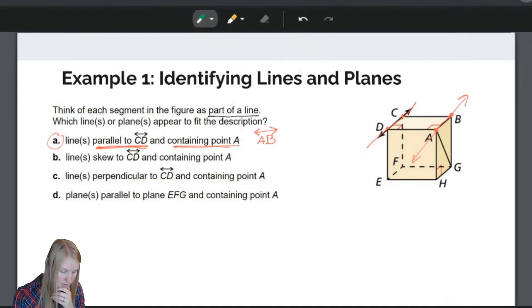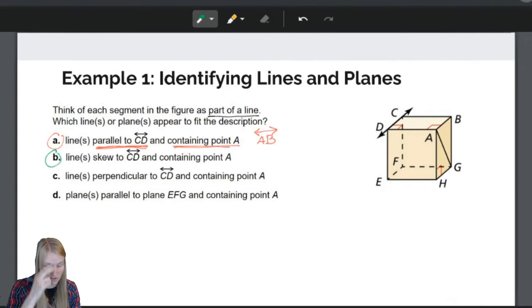Okay, new color for part B. Lines skew to CD and containing point A. Okay, so we're still containing point A. And now we want to be skew to CD. That means we do not want to be in the same plane. So, let's see, we could do line AG. That's not in the same plane, and it won't intersect CD.